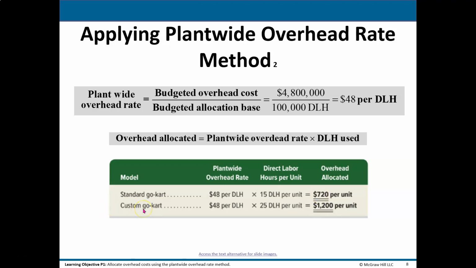Our custom go-kart uses the same plant-wide overhead rate method, $48 per direct labor hour, and this one consumes more overhead. Why? Because it's more labor intensive. So it's $48 per direct labor hour times 25 direct labor hours used per unit. So for the custom go-kart, whatever the cost of direct materials and direct labor are, we're going to add $1,200 per unit, not per hour, but per unit of overhead costs.